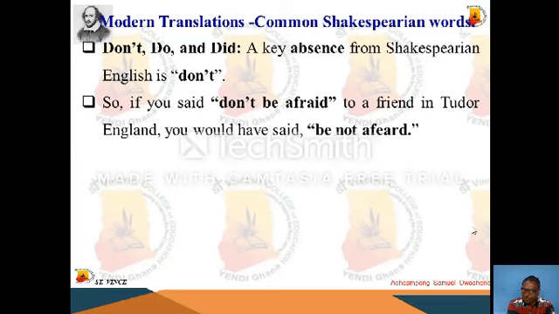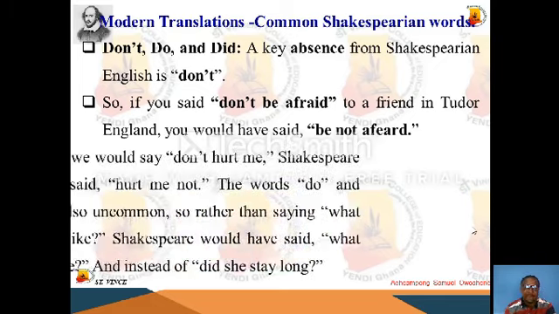Be not, they'll use the auxiliary form to be, the verb to be. So "be not afeared" basically means don't be afraid. They will not use "don't," but they will say "be not," which means don't be. And then "afeared" is the same as afraid in their time.